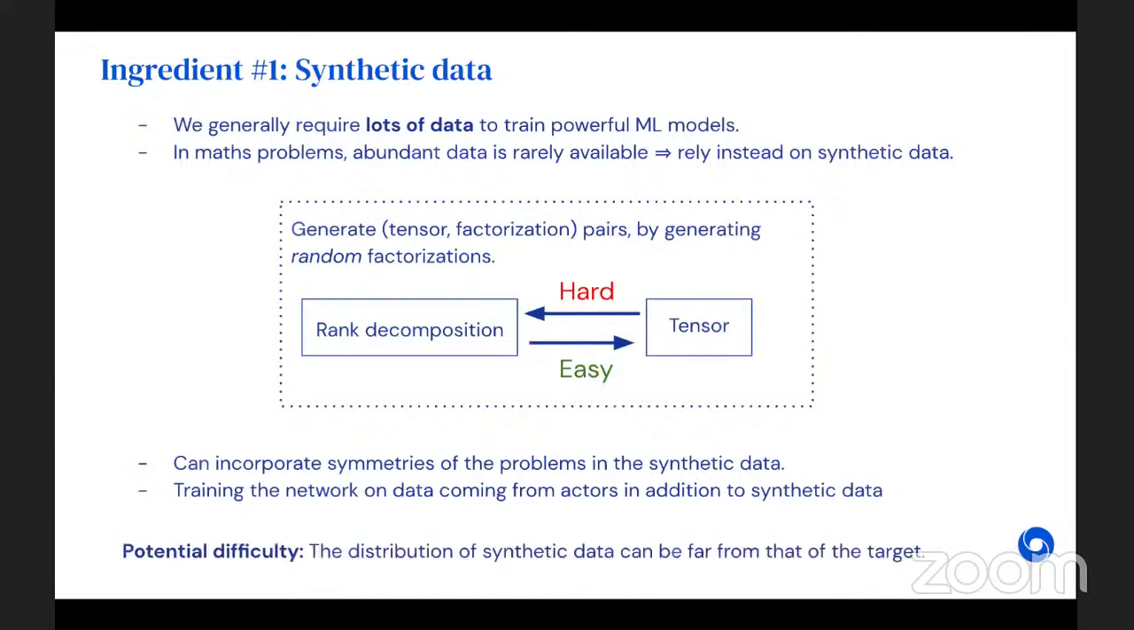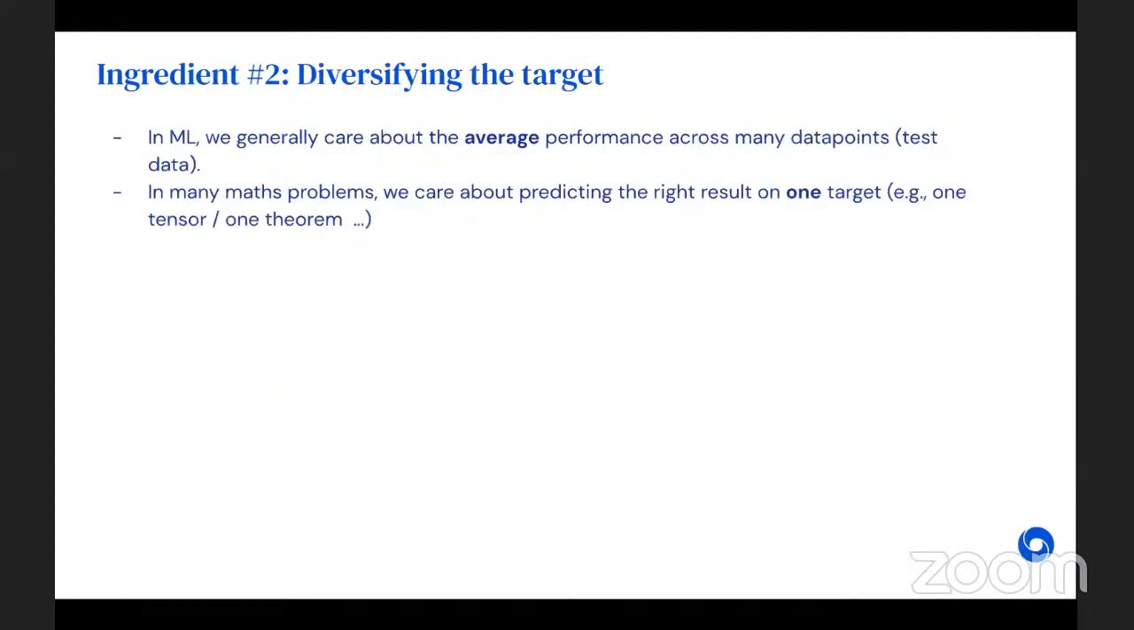Obviously, one of the problems with generating synthetic data is that it can be far from the target. So here, for example, the synthetic data that you're generating is random, and it doesn't have the same symmetries as the matrix multiplication tensor and so on, right? So from a distribution point of view, it's quite far from the actual thing that you care about. But we found it still to be very useful at the beginning of training.